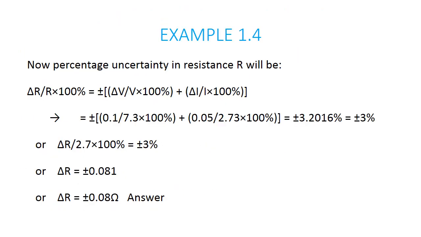Now the percentage uncertainty in resistance R will be the sum of percentage uncertainty in voltage and the percentage uncertainty in current. By putting the values, we get it equal to plus minus 3%, which is equal to delta R over 2.7 multiplied by 100%. By solving, we get delta R is equal to plus minus 0.081, or uncertainty in resistance will be equal to plus minus 0.081 ohms.